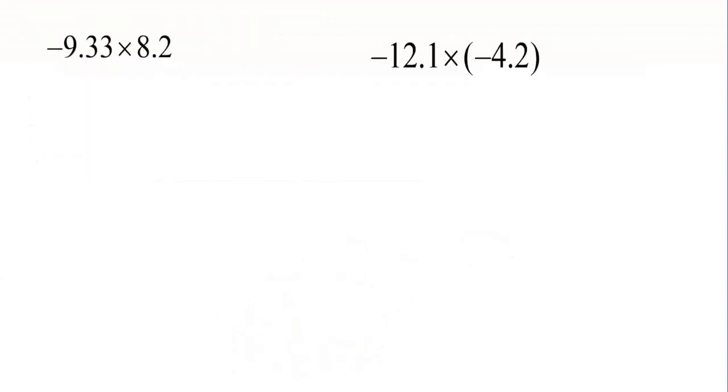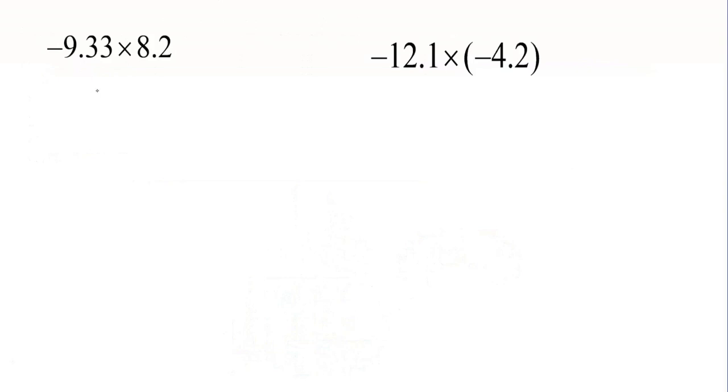Now, what if we have positives and negatives together? We're going to multiply them just like we multiply decimals, and apply the rules of multiplication that we learned with integers. Here we have negative 9.33 times 8.2. This is a negative times a positive, so I know my product is going to be negative. I just need to remember that at the end.